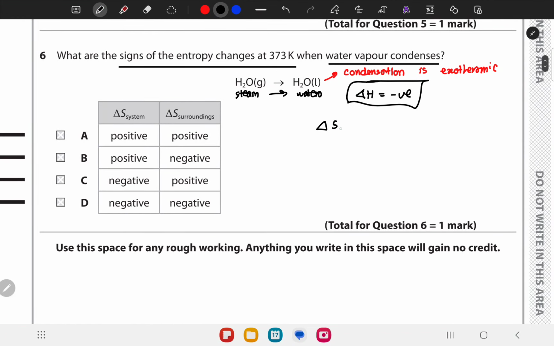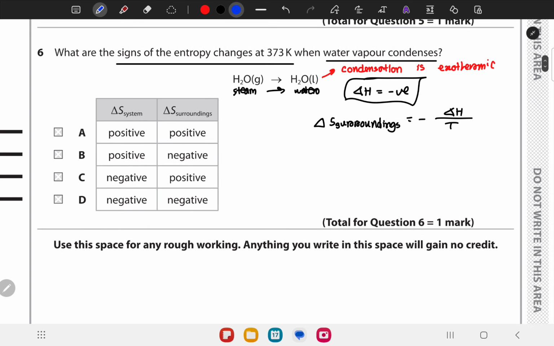Del S surroundings is minus del H by T. Since del H is already negative, minus del H will be positive, so del S surrounding will be positive. So option B and D are out. Also, since we are going from a gas to a liquid, the del S system will be negative because the disorder in gas is more than that in liquid, so that decreases. So C will be our answer.